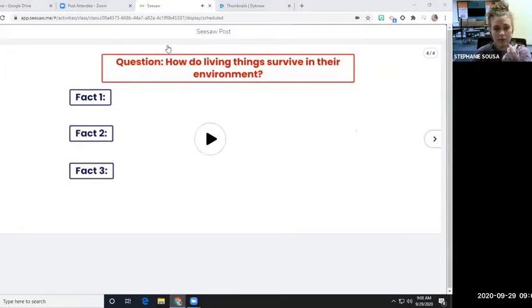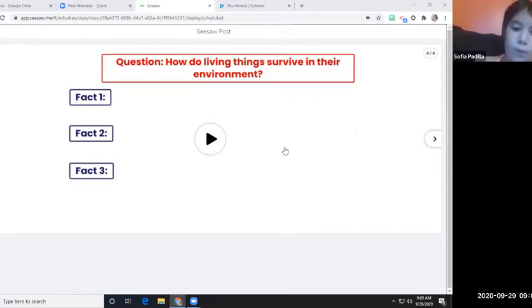All right, I see a couple hands that were raised. I'm going to assume those questions are about this work. If they are not about this work, please lower that hand. Sophia, what question do you have? So we're gonna do it about animals. Yes, we're continuing our study about animals and their adaptations. Okay, awesome. Aiden Hampton.